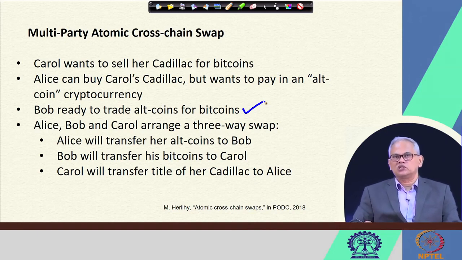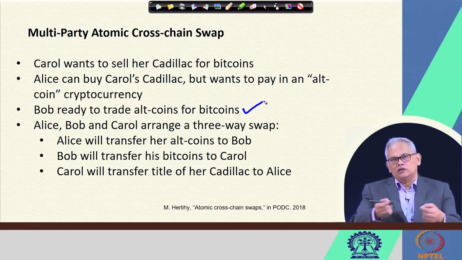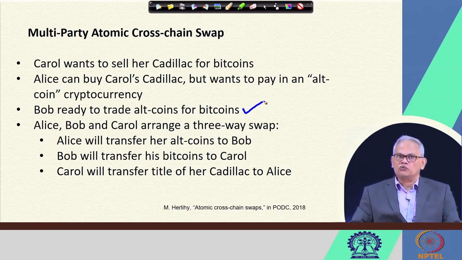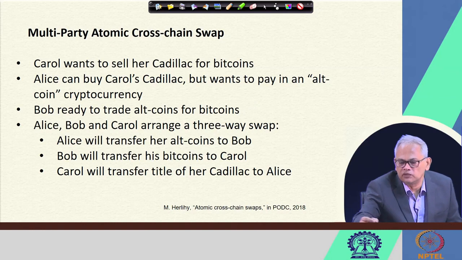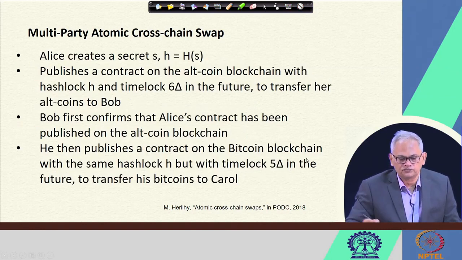because if Alice has to transfer her altcoins to Bob, both Alice and Bob should be having accounts in the altcoin network, and similarly between Bob and Carol, both of them should be there in the Bitcoin network, and likewise between Alice and Carol, both of them should be having accounts, or they should be members of this title management blockchain network. So, that is of course the basic requirement. Now let us see how one proceeds.